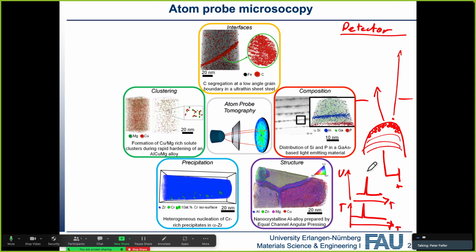That way we know that the field evaporation probability is high only in a very short period of time, so that we can measure the arrival time at the detector, and from this we get the time of flight and the mass to charge ratio. That's the basic principle. For all of that to work, we obviously need to be at a very low pressure, so 10 to the minus 9 millibar or better.